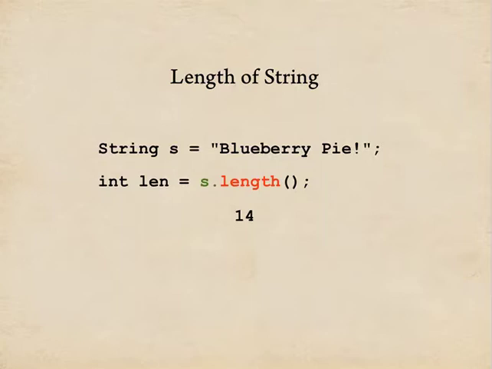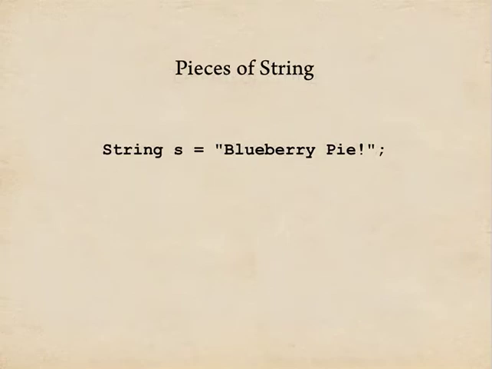Well, now that we know how long the string is, we can start taking pieces out of it. There are two different ways that we get pieces out of a string, a character at a time or a whole chunk at a time. Let's look at a character at a time first. To get a character at a given position in the string, we call charAt. It takes an argument which tells us which character we want.